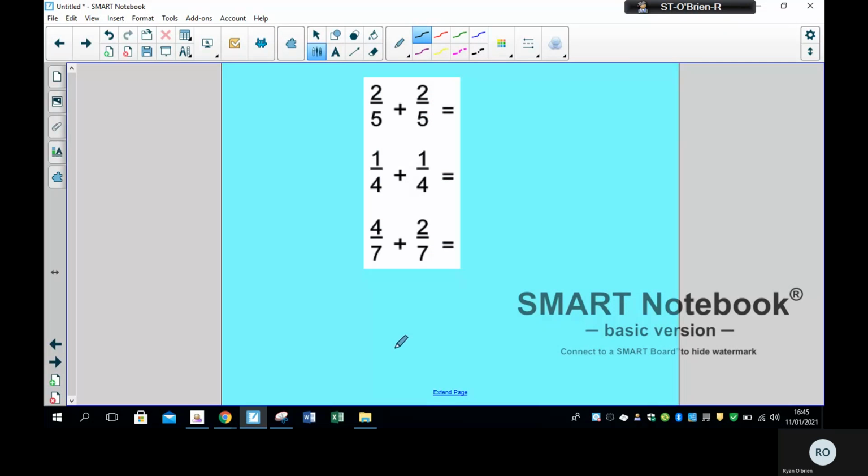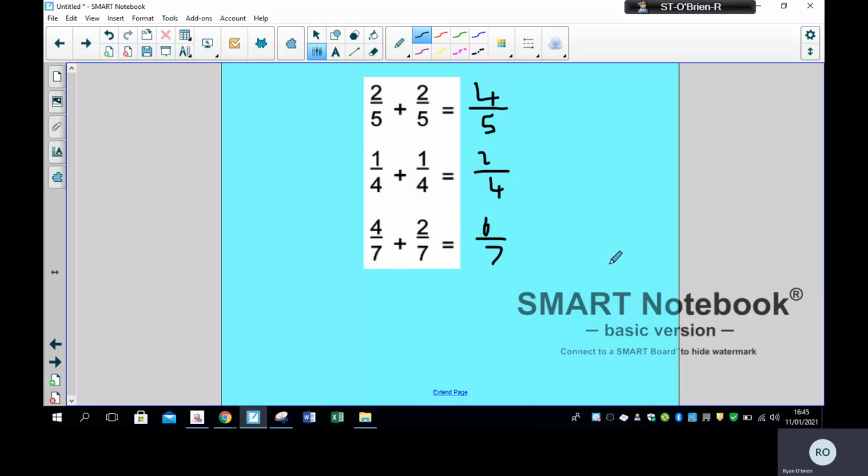Here's 3 more. 2/5 add 2/5. Well, 2 add 2 is 4, and it's still going to be out of 5. 1/4 add 1/4, 1 add 1 is 2, and it's still going to be out of 4. And then 4/7 add 2/7. Well, 4 add 2 is 6, and it's still going to be out of 7. So that's what we're doing when we're adding fractions. The numerator changes because that's what we're adding together, and the denominator stays the same.